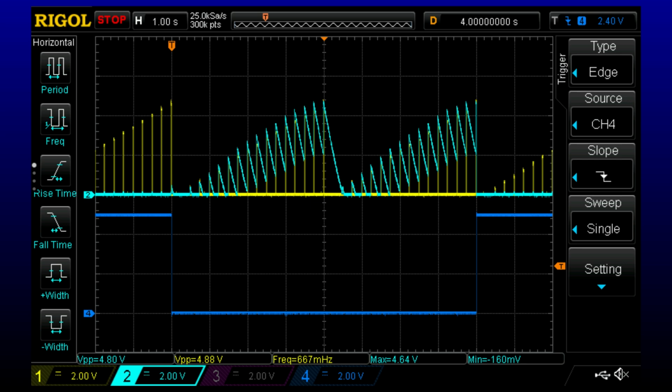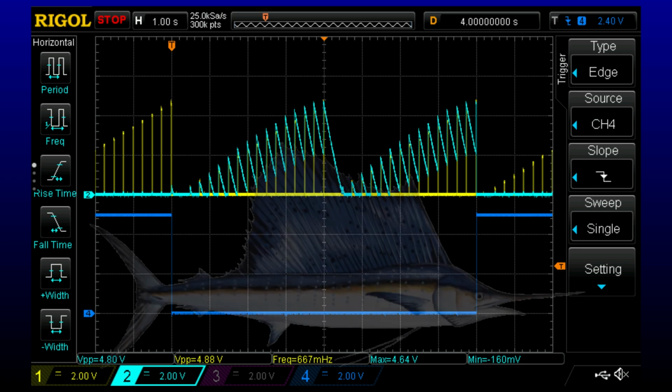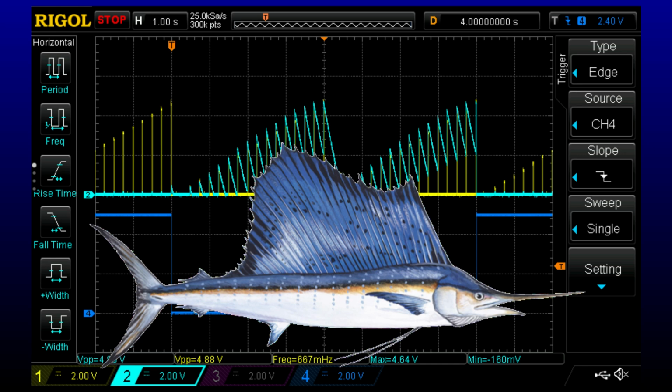Is that thing a waveform or a fish's fin? I think I have more work to do here.